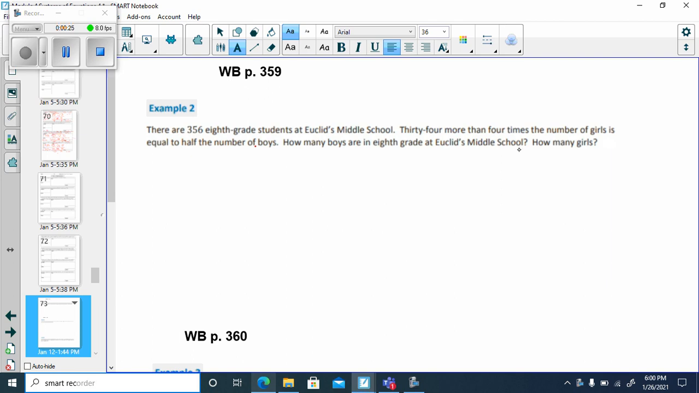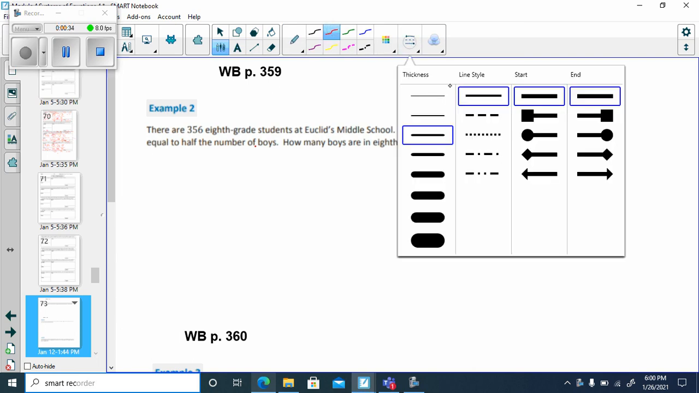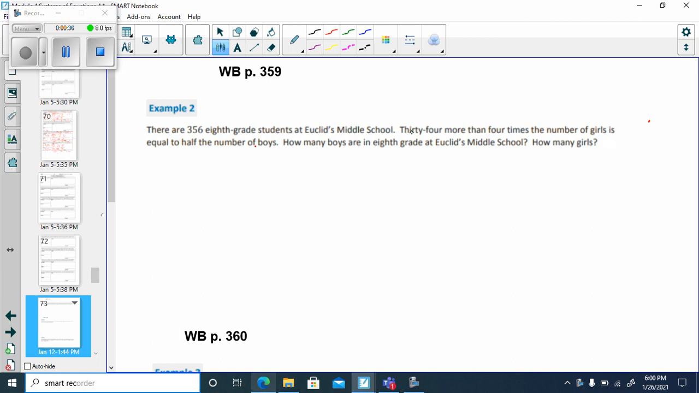34 more than 4 times the number of girls is equal to half the number of boys. Okay, now that sounds like an important piece of information for us right there. We might be needing that when we're writing an equation. 34 more than 4 times the number of girls is equal to half the number of boys. How many boys are there? How many girls are there?